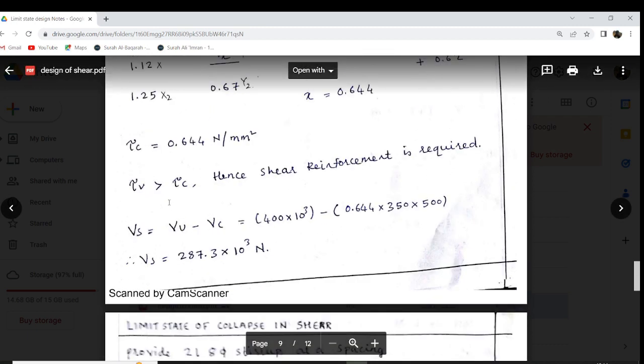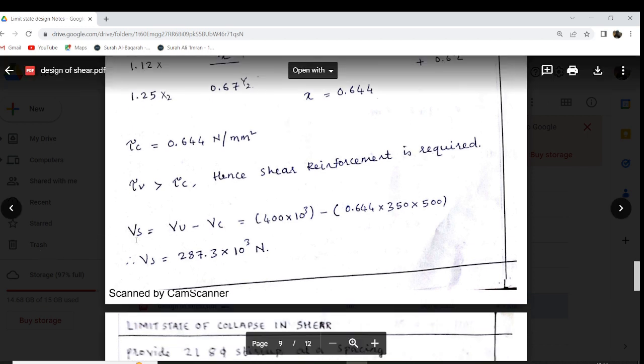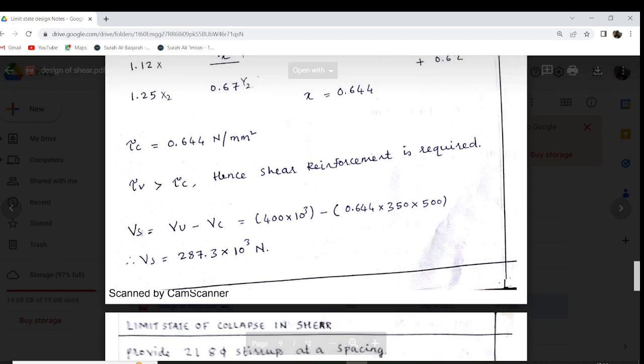Tau c is coming 0.6, 644 Newton per mm square. Tau v is greater than tau c, hence shear reinforcement is required. Okay, so we have to find VUS. Here I have written VS. It can also be taken as VUS.